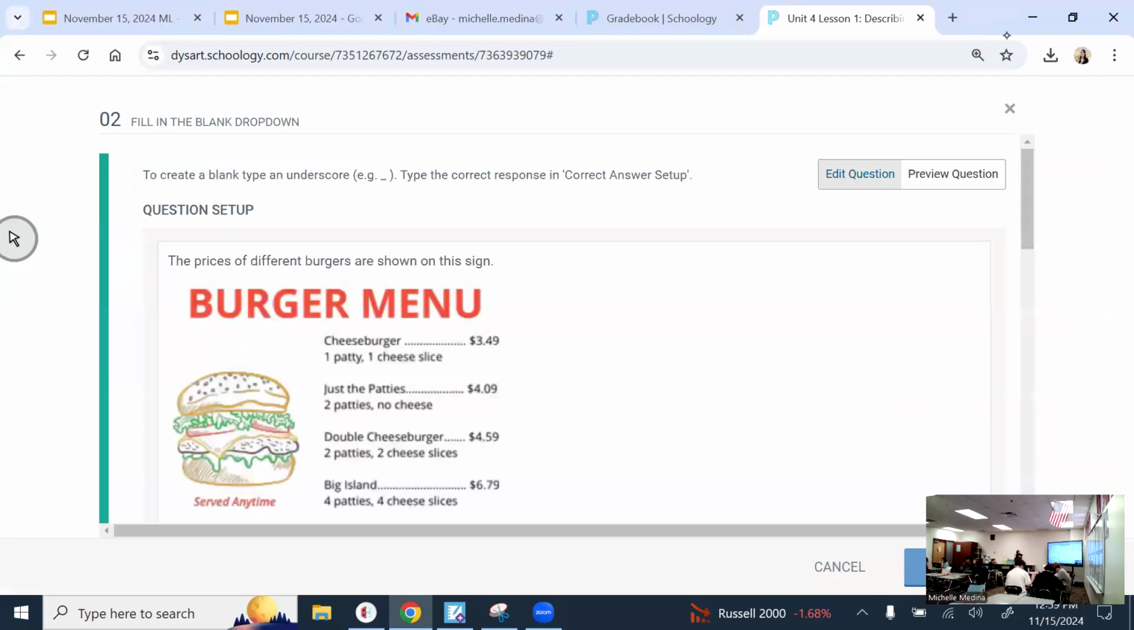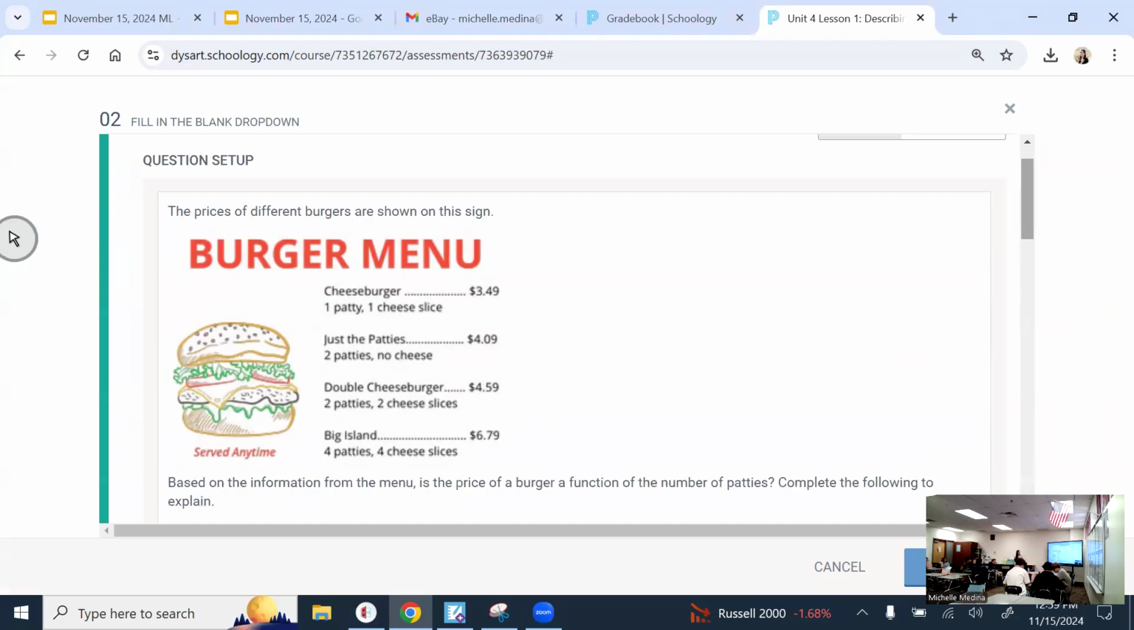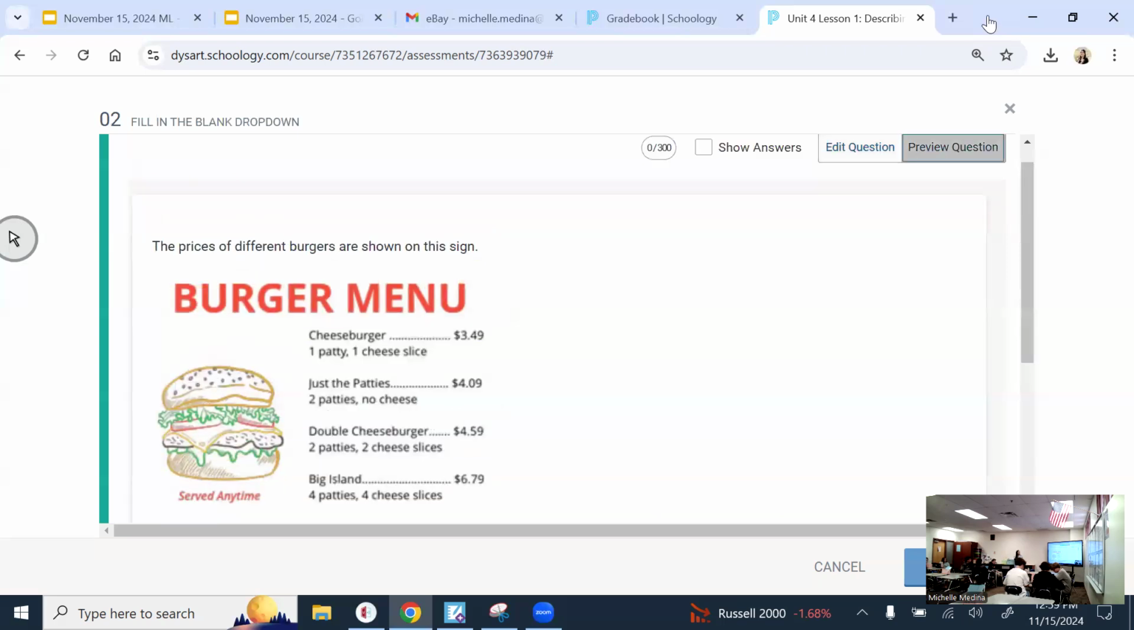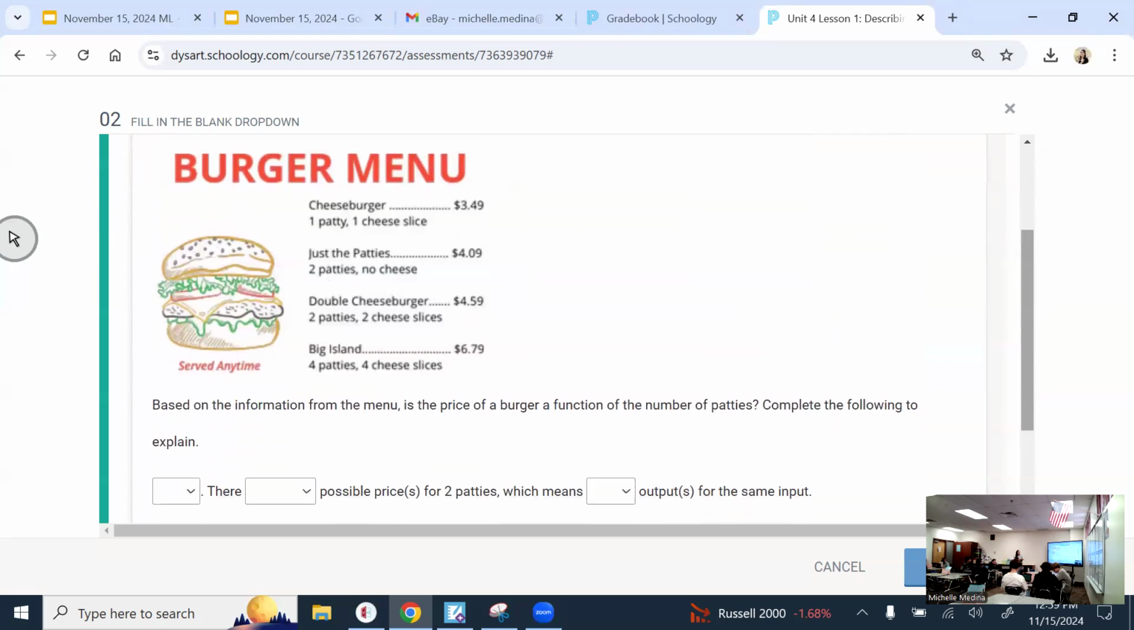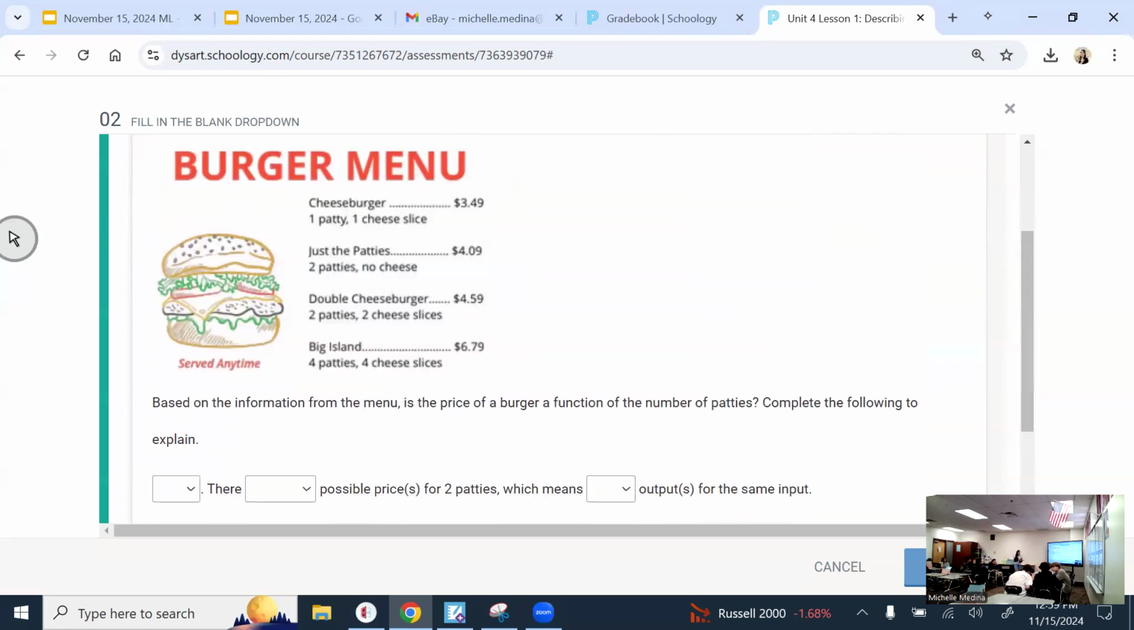On today's question 2. The prices of different burgers are shown on the sign. And based on the information, is the price of a burger a function of the number of patties? So they're saying, is the number of patties X and the price Y? Remember, it goes function of X. So would you guys agree with that? Is the number of patties more independent than the price?